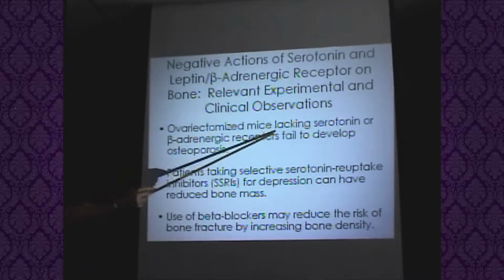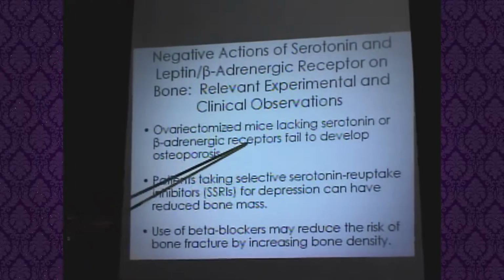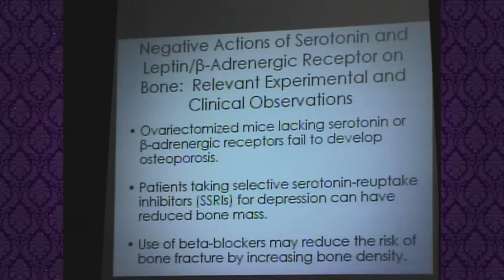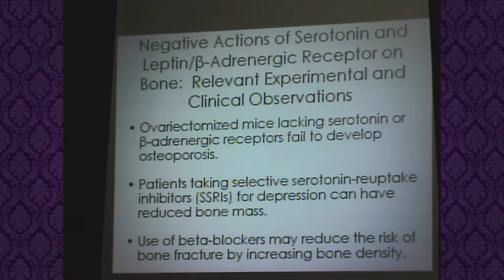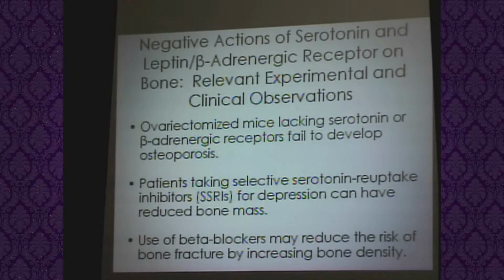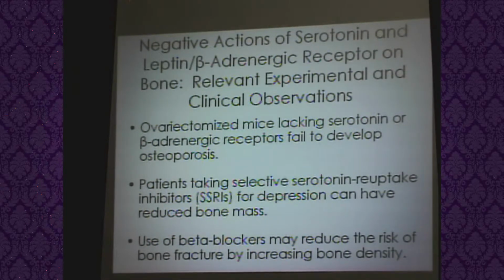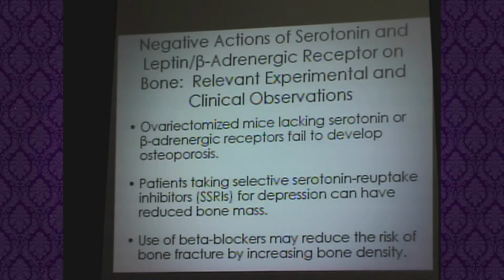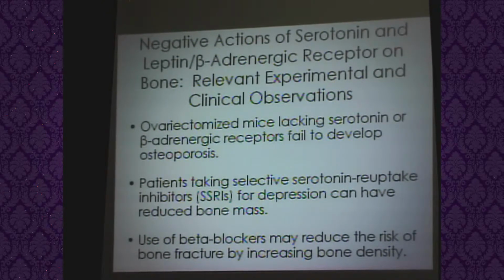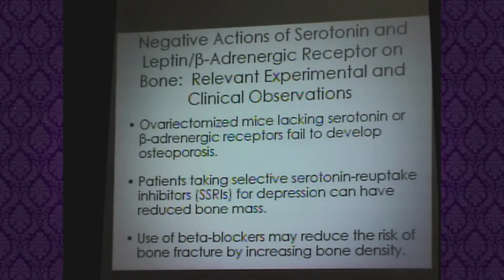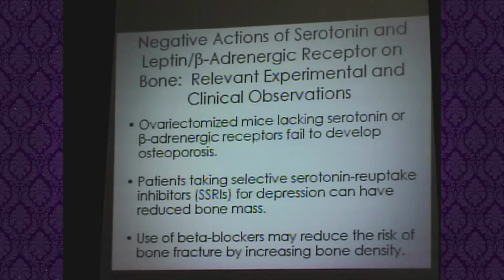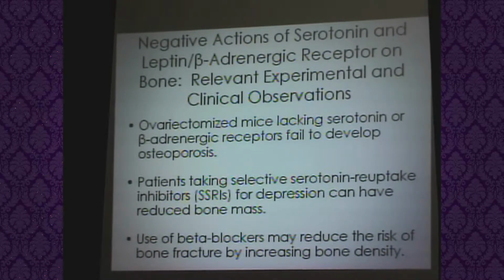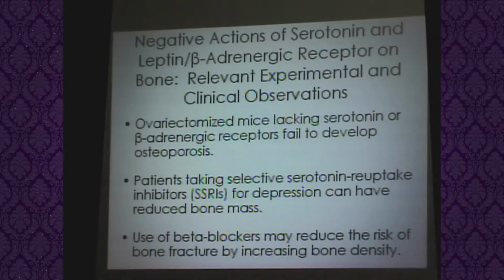Ovariectomized mice lacking serotonin or beta-adrenergic receptors fail to develop osteoporosis. So this is a standard animal model for postmenopausal osteoporosis. You gonadectomize or ovariectomize animals, they lose bone mass. But if you take away their serotonin, which has a negative action on bone formation, if you take away their beta receptors through knockouts, which have a predominant negative effect on bone formation, they don't lose bone. So this implies that these are very major players in postmenopausal osteoporosis.